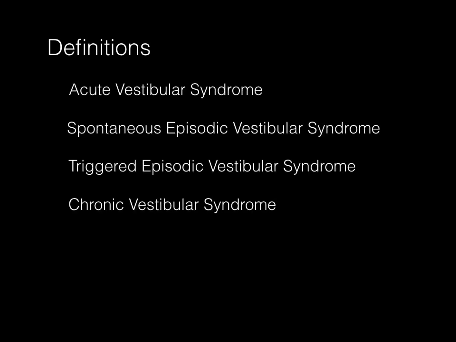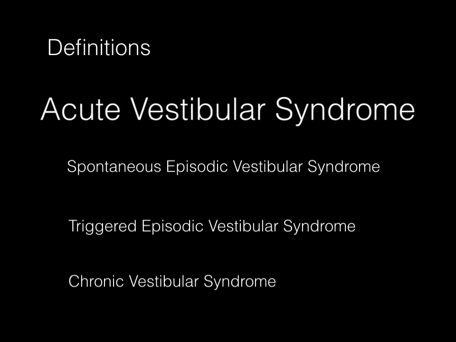Now let's move on to definitions. We're going to go to the differential diagnosis, and I'm going to give you a way to group these. Increasingly, this is a common way to group patients who complain of dizziness, and I think it's pretty effective. These are called vestibular syndromes. So vestibular syndrome suggesting dizziness. You can have an acute vestibular syndrome, spontaneous episodic vestibular syndrome, a triggered episodic vestibular syndrome, and a chronic vestibular syndrome. And these are very self-explanatory. There are no tricks here. So let's start with acute vestibular syndrome.